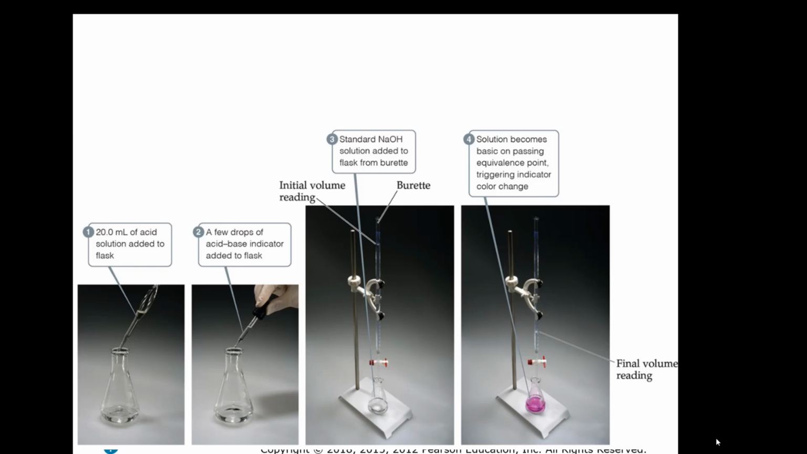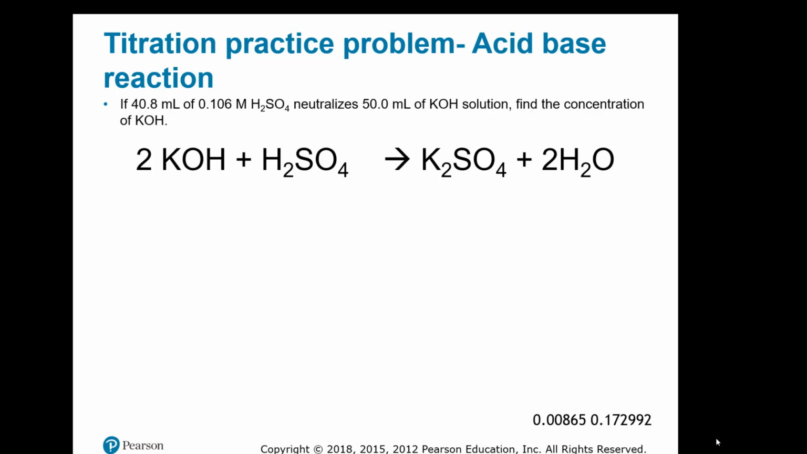When the endpoint of the reaction is reached, the volume of titrant used is measured. And with this information, we can calculate the concentration of the analyte. Let's go through this example of an acid-base titration. And for this problem, we're going to use dimensional analysis and stoichiometry. So I have the reaction of 2 moles of potassium hydroxide reacting with 1 mole of sulfuric acid. And this produces 1 mole of potassium sulfate and 2 moles of water.